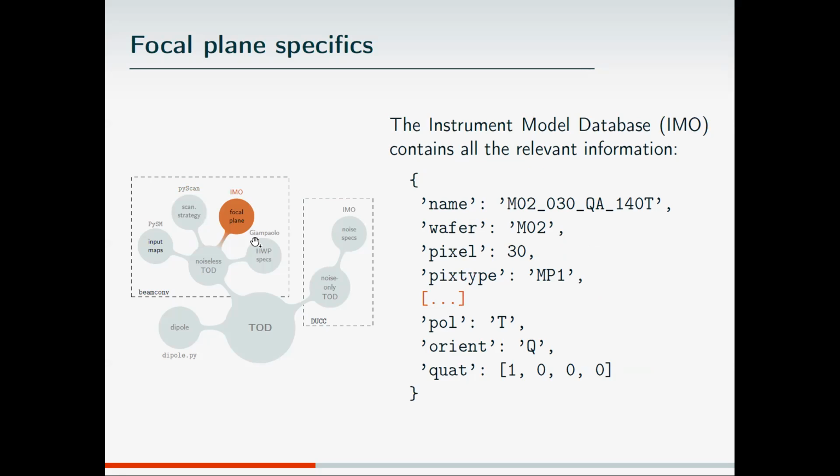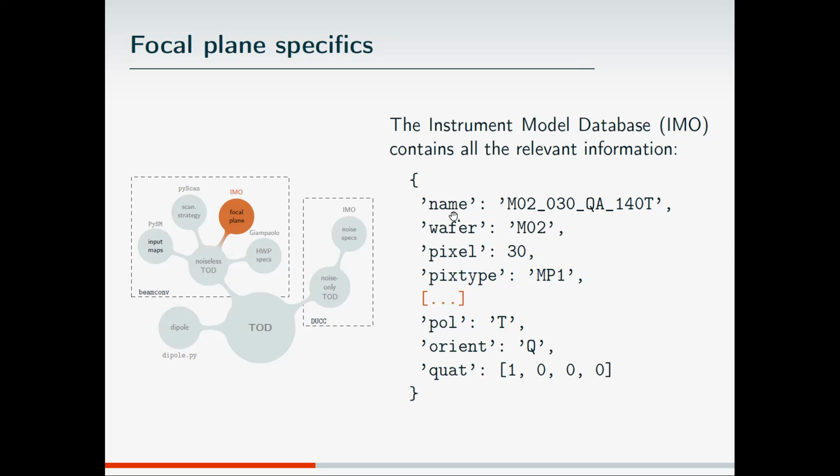And about the focal plane specifics, I'm reading everything from the IMO of LiteBIRD. I hope that with the new version of the IMO the code should still be able to read from it, because hopefully they're going to leave the format as it is right now. The IMO contains a lot of dictionaries, basically for all the detectors and all other interesting objects for the mission.